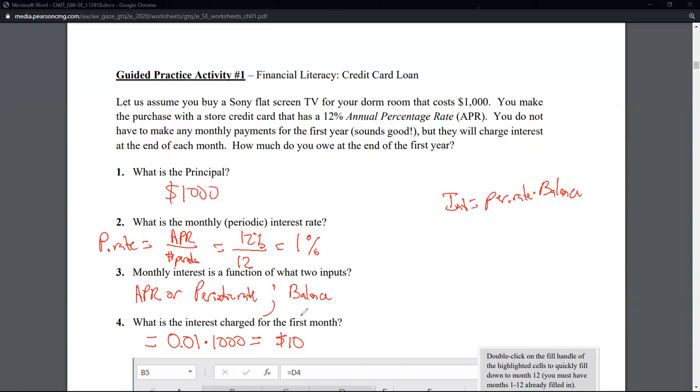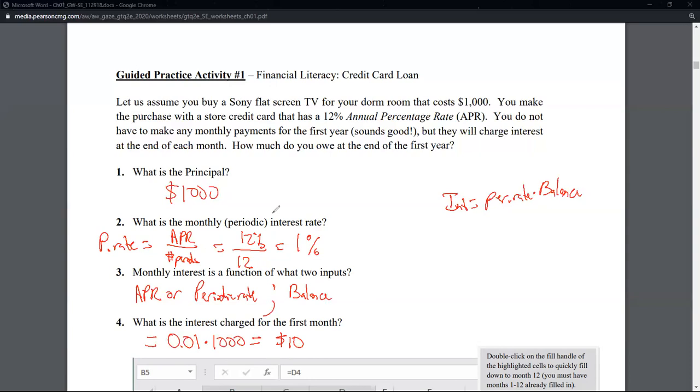So 10 bucks is what this store gets from us for being nice enough to let us take the TV off their hands without any money up front. Sounds really nice because they're not guaranteeing payment. They don't know that you're going to pay off this loan. So they say, hey, you should give us a fee for us giving you 4 figures worth of cash up front. So that's the interest for the first month.